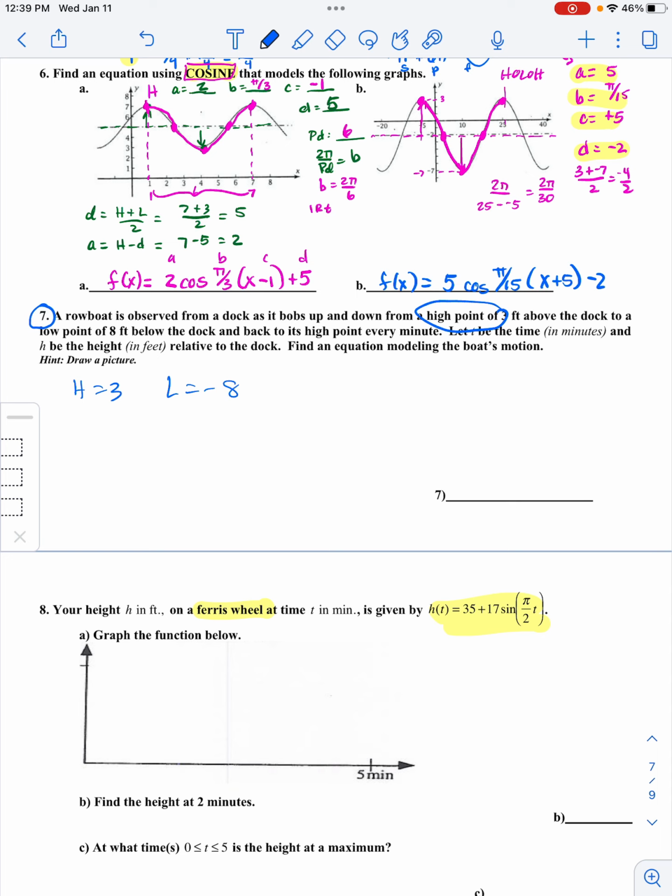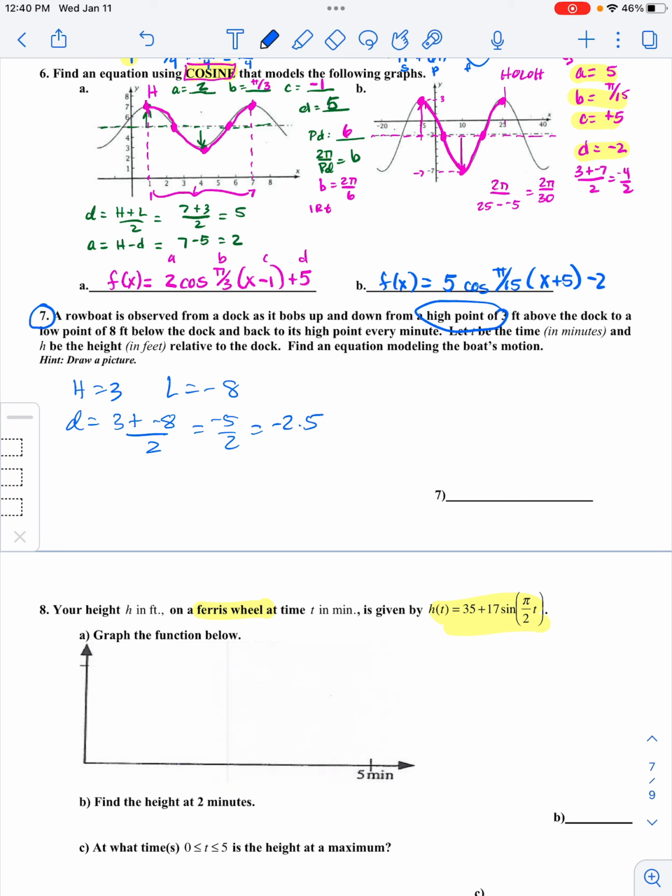Okay, so let's find out where that dock or midline is. It's going to be high plus low divided in half. And so then that's lovely because I get -5 halves or -2.5.